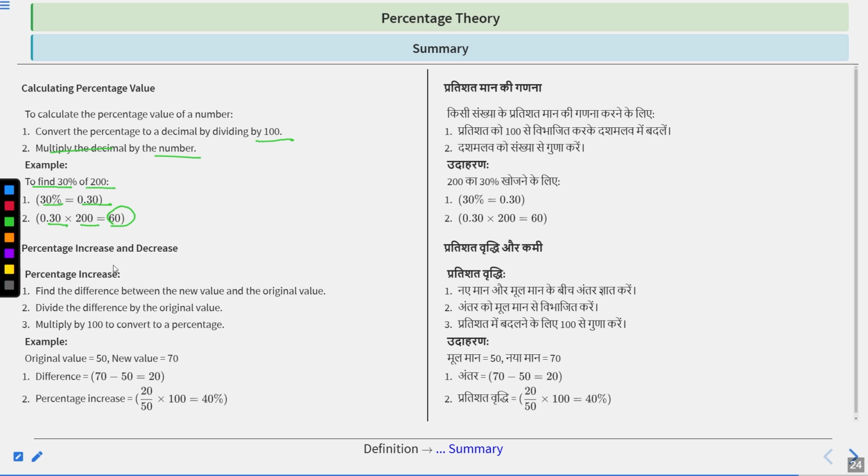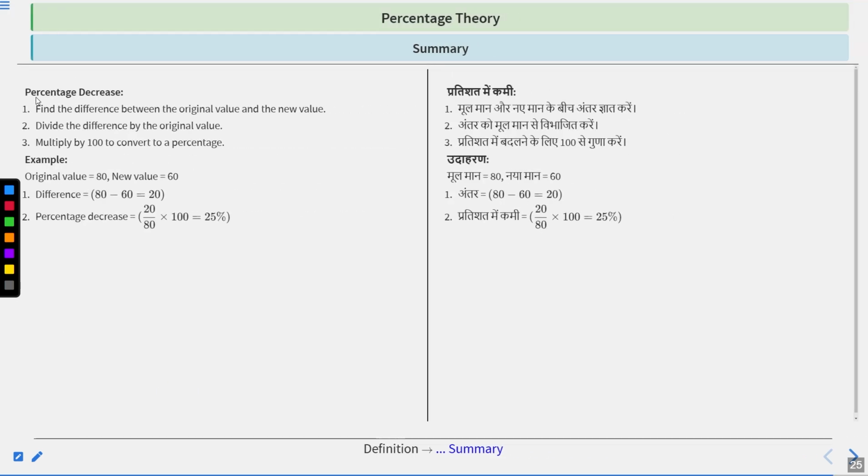Percentage increase and decrease. Percentage increase: find the difference between the new value and the original value. Divide the difference by the original value. Multiply by 100 to convert to a percentage. For example, the original value is 50, the new value is 70. What is the difference? 70 minus 50, we get 20. To calculate the percentage increase, the difference, which is 20, over the base value, our original value of 50, multiplied by 100, which is 40%.